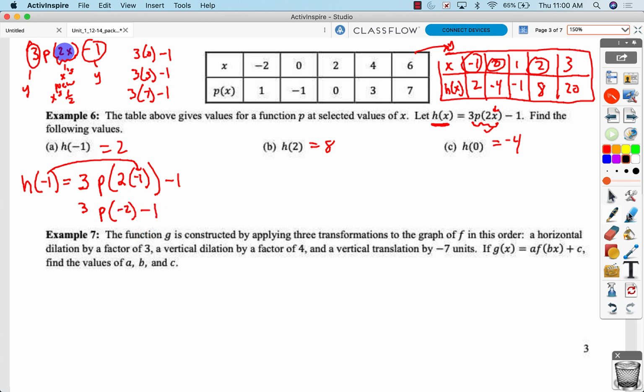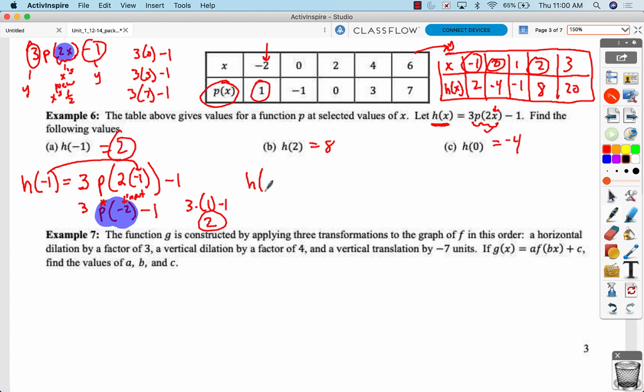Okay, so this part of it is a function. This is your input for p. So you go look, oh, well, here's p. What's my output when my input's negative 2? Oh, my input's negative 2. Oh, my output's 1. So that's 3 times 1 minus 1, which is 2. Okay? So essentially, it's just a different way to do the transformation.